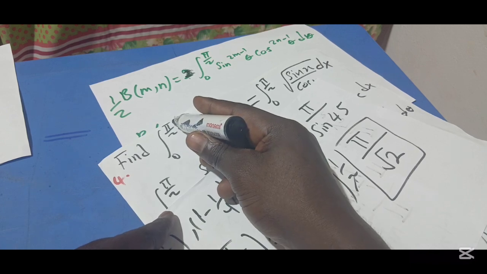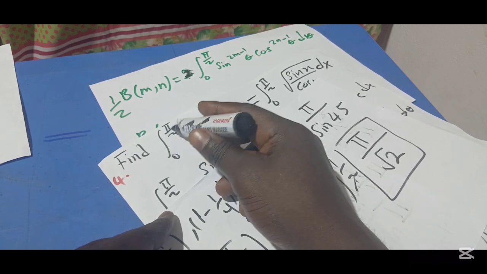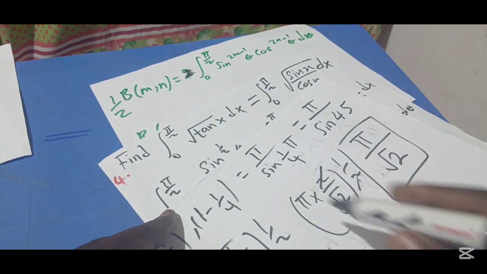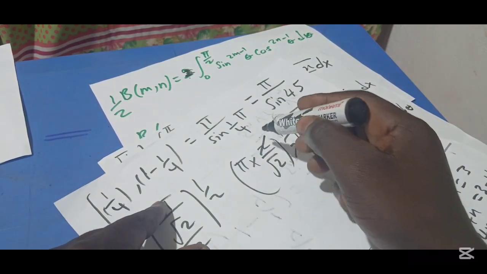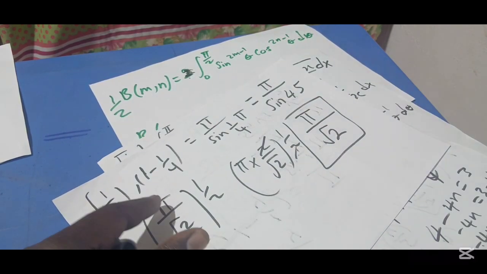The integral from 0 to pi on 2 of square root of tan x equals pi on square root of 2.